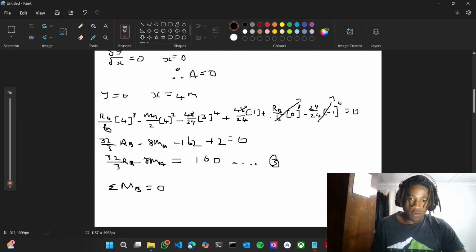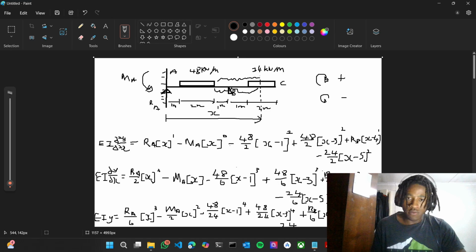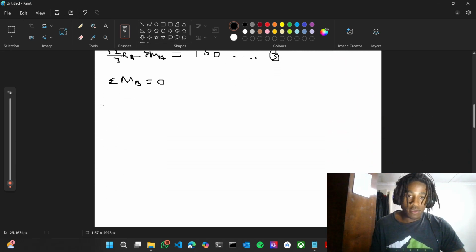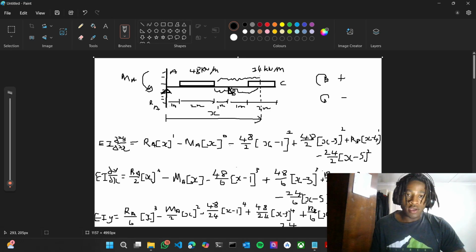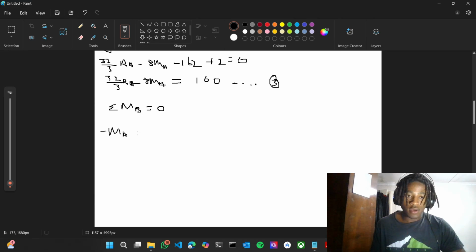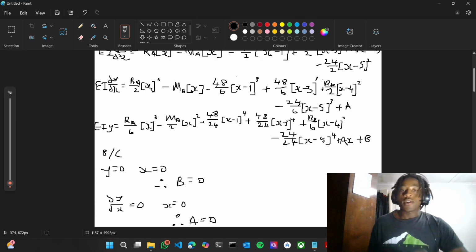So what are the bending moments around here? We've got MA, which is anti-clockwise, so it's going to be negative, minus MA. We've got RA multiplied by its distance to B, which will produce a clockwise moment, and that distance is 4 meters. So plus RA multiplied by 4.